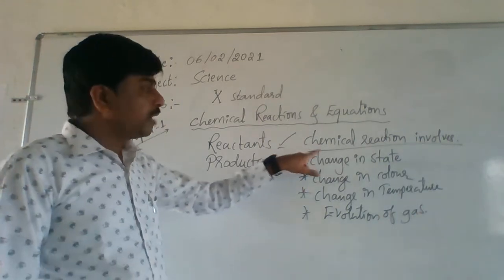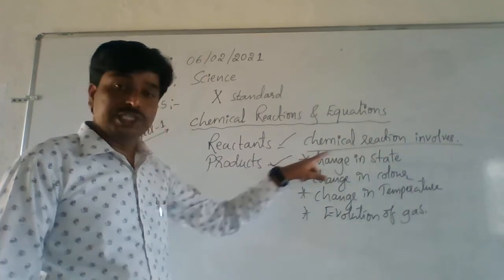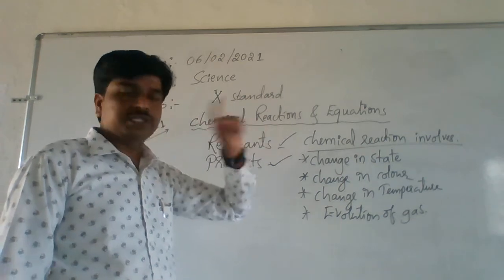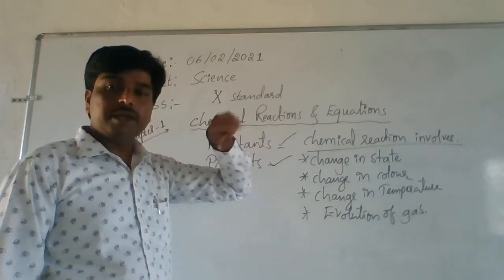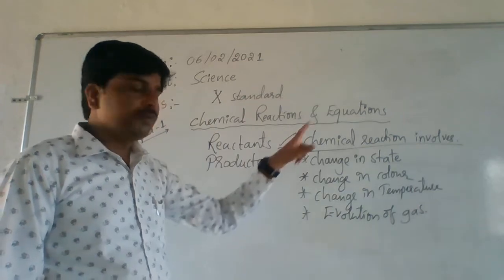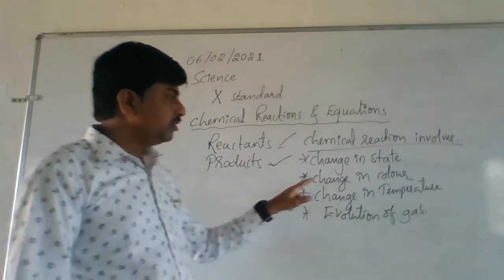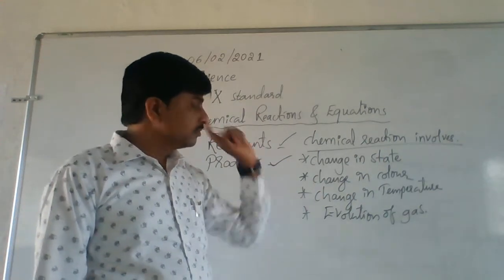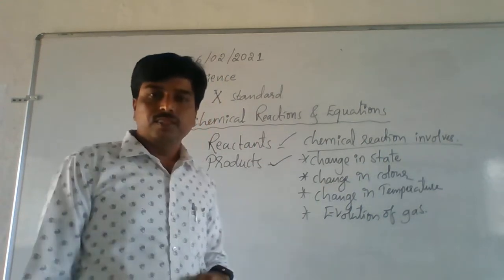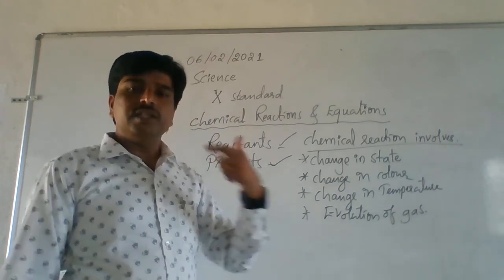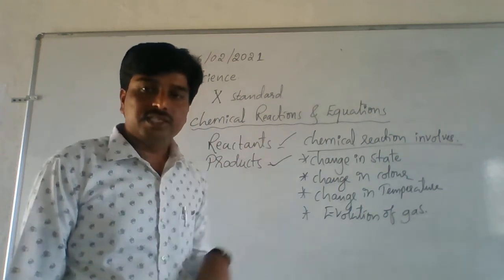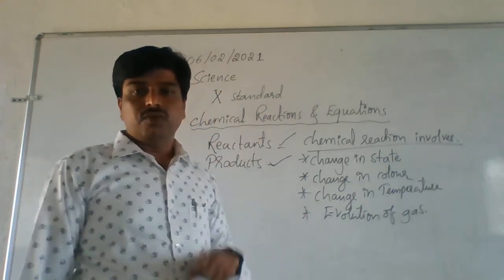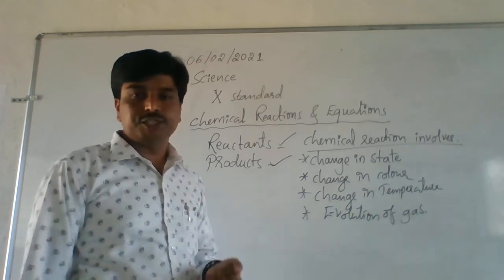First one, the chemical reaction involves change in state. That means the state also gets changed in that material, in that substance. Second one, change in color. If the substance has color, the color also gets changed. Then change in temperature. It may be decreased or increased. Totally changes happen in the temperature of a substance. The last one, evolution of gas. Finally, gas is evolved in that reaction.